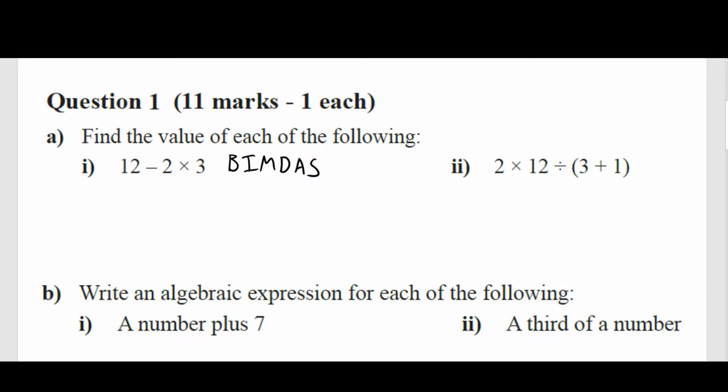And this explains the order of operations. So brackets, indices, multiplication, division, addition, and subtraction. So we have a subtraction here and a multiplication there. So the multiplication is before the subtraction, so we do that first.